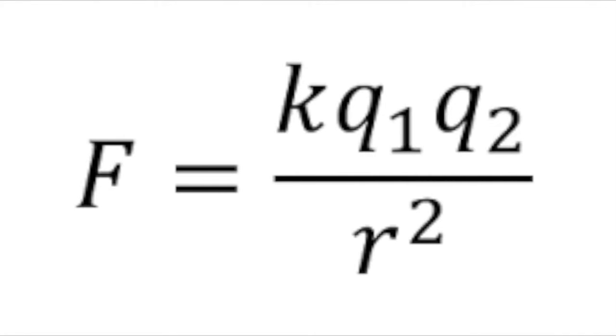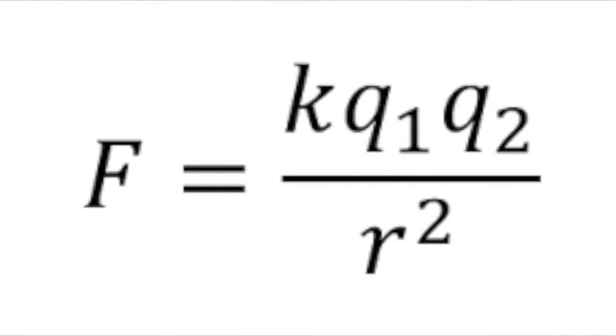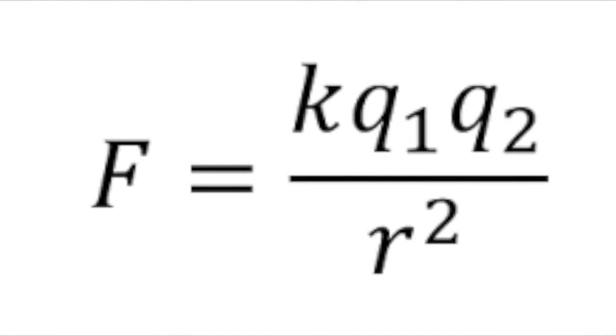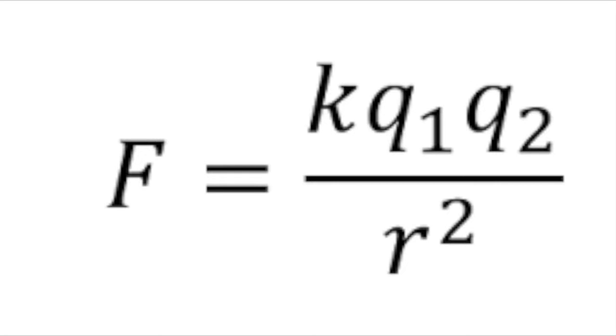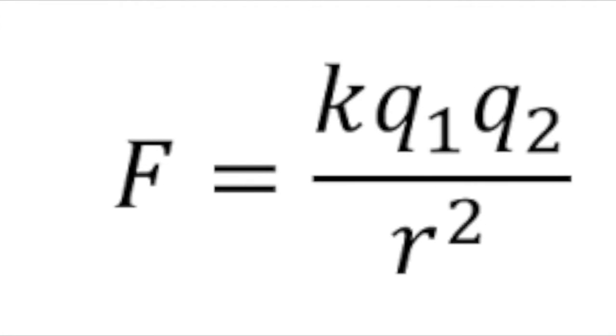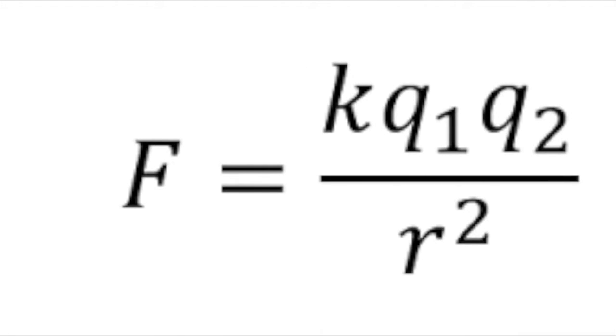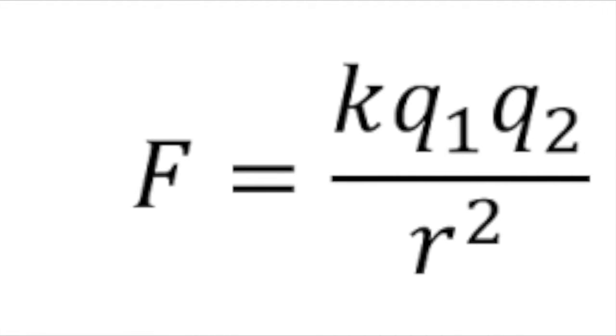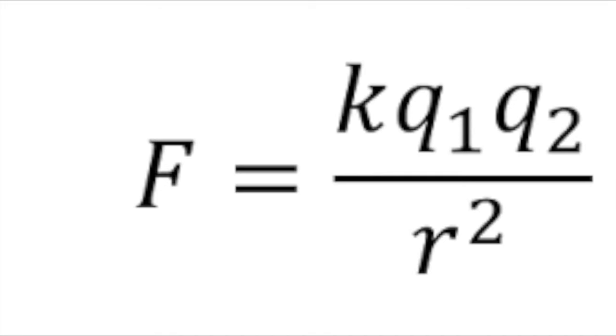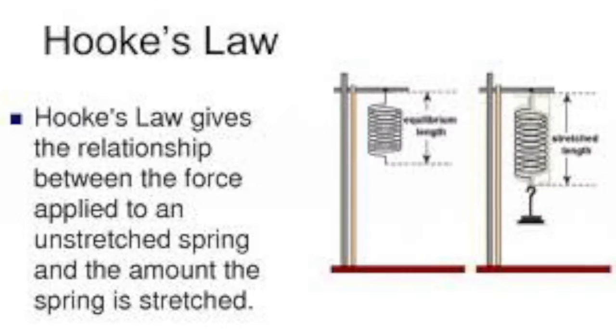F represents the magnitude of the force of attraction or repulsion in newtons. K is Coulomb's constant, which is 8.99 times 10 to the 9th power newton meters squared over coulombs squared. Q1 is the magnitude of one particle's charge in coulombs, Q2 is the same for the other particle, and R is the distance between the particles in meters.